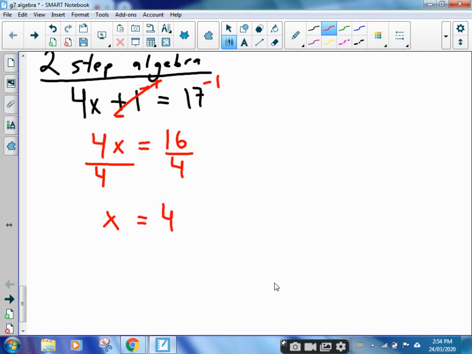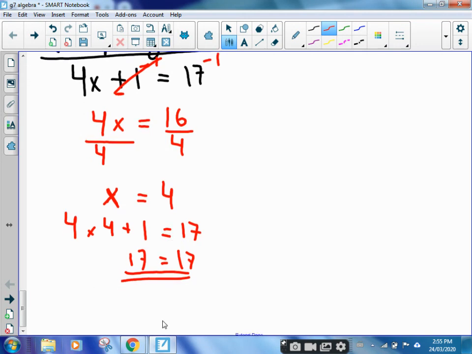So if we use substitution now to check our work, we can find that x is 4. Now we're going to use substitution. We can say that 4 times 4 plus 1 is equal to 17. And since this is true, 4 times 4 is 16, plus 1 is 17, then we know that we have done this correctly. Let's try another one, another two-step algebra problem.